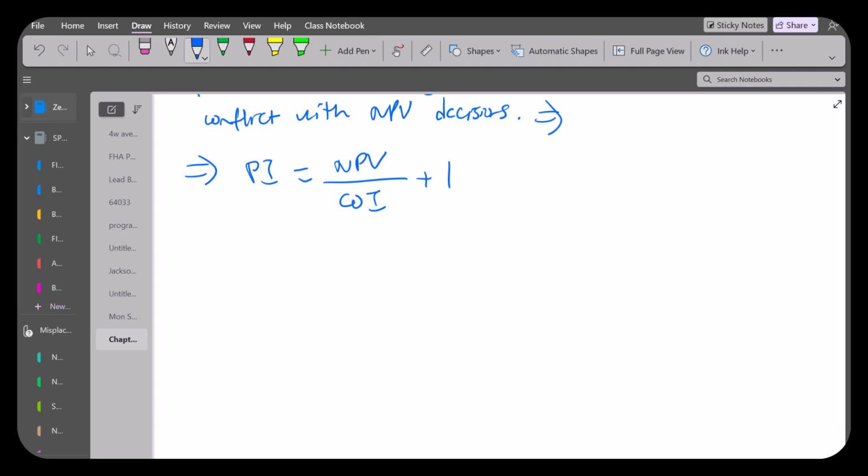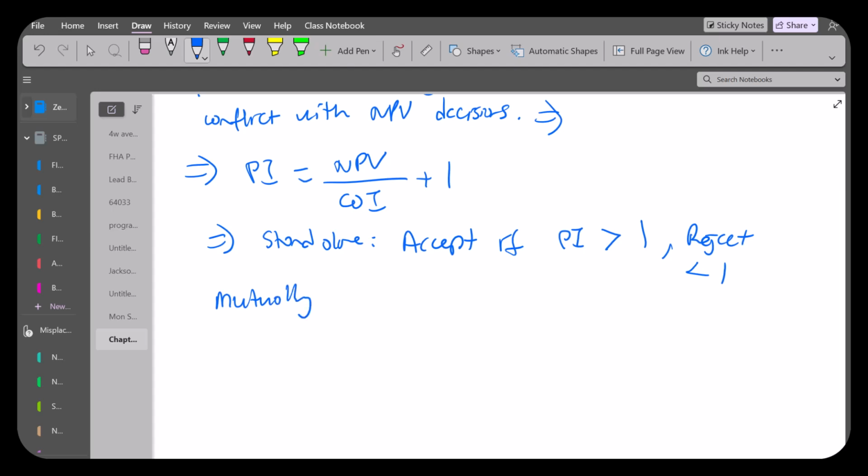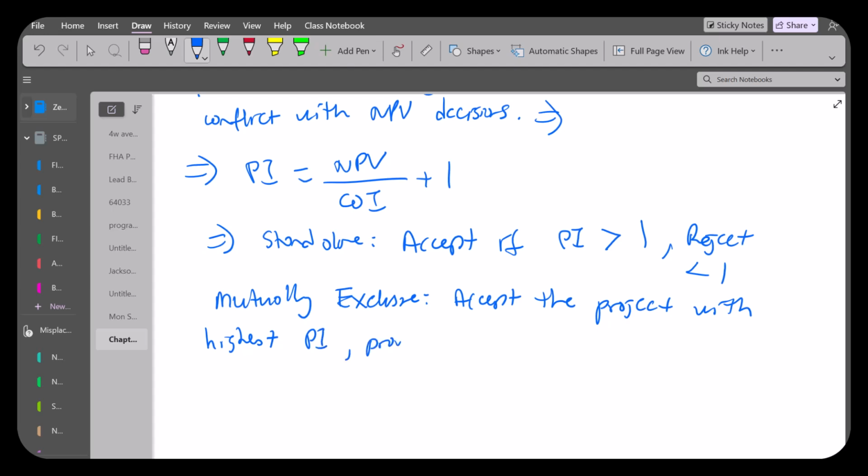Decision rule is simple. Standalone, accept if PI is greater than 1. Reject otherwise. Mutually exclusive: accept the project with highest PI, provided it is greater than 1.